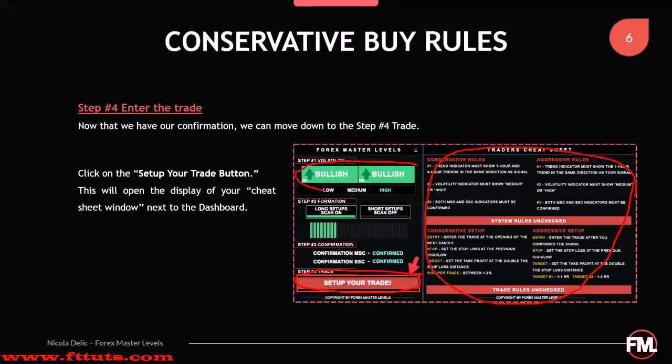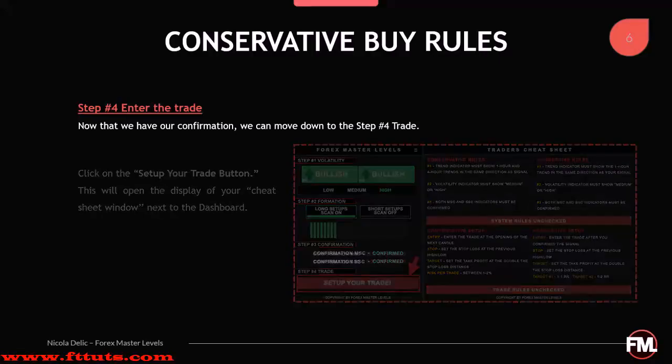So the trend indicator must show 1 hour and 4 hour trends in the same direction. The volatility indicator must show medium or high. Both MACD and SSC indicators must be confirmed. You're also getting a lot more here. Once you check everything, just click on the system rule, unchecked, click it to check it. You can also do that for trade rules. Unchecked, and click it to mark them as checked.